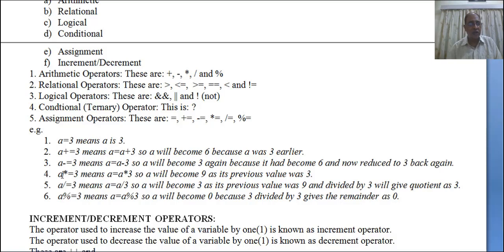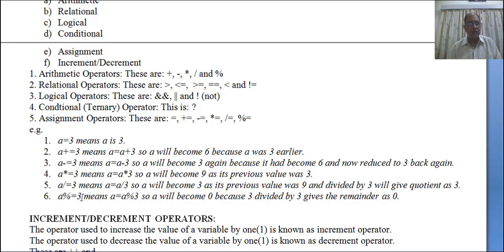a multiplication equal to 3 means a is equal to a into 3. So a will become 9, because its previous value was 3, and 3 into 3 becomes 9. a division equal to 3 means a is equal to a by 3. So the value of a will become 3 again because 9 upon 3, the quotient will be given, and the value of a will become 3.